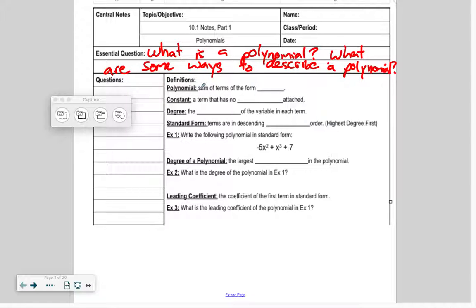First of all, a polynomial is a sum. Now you might see sum means adding. You might see subtracting, because subtracting is the same as adding the opposite. So it's the sum of some terms in the form ax squared plus bx plus c.